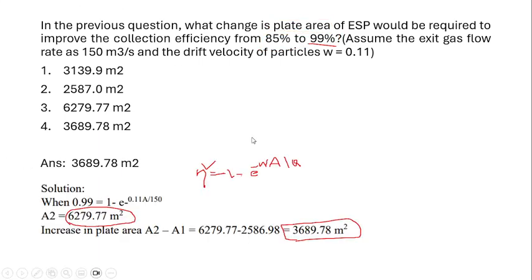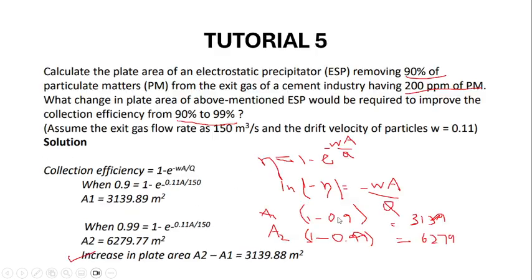Similarly, when the efficiency is increased from 85 to 99%, like this they are telling you, and asking what should be the increase in the plate area. We have to calculate the area for each efficiency, and you have to subtract A2 minus A1 and find the increase in the plate area.